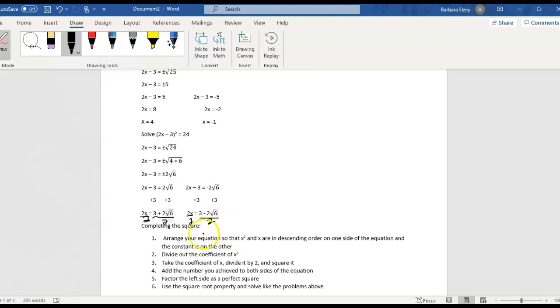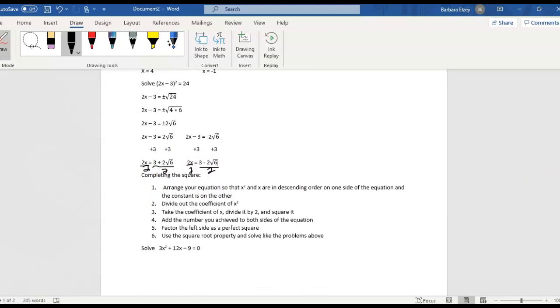And don't think that you can cancel this 2 with this 2. You cannot. You would have to be able to factor out of the entire numerator the number 2 to cancel with the 2 in the bottom. And we can't factor 2 out of the numerator because 3 is not divisible by 2. So you must leave it right there. Those are our two solutions. All right, now let's go to completing the square.